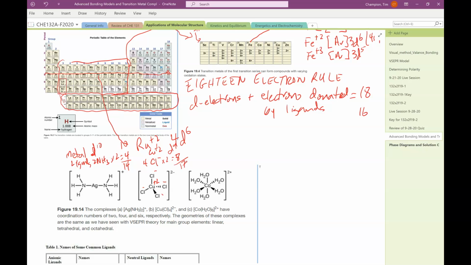Last one over here, we have 6 waters as our ligands. So those H2Os are waters times 2 each. That's 12 electrons. And then our cobalt, water's neutral, so our cobalt is +2. And cobalt +2 has 7 electrons. So this is a 19 electron complex. Again, probably not as stable as the cobalt +3 18 electron complex, but those are examples of some complexes, and you can see some of the geometries.